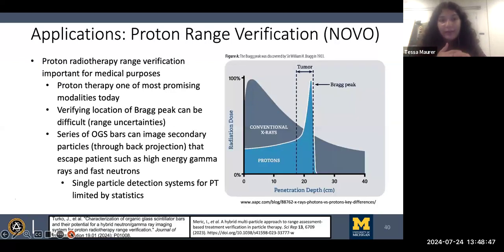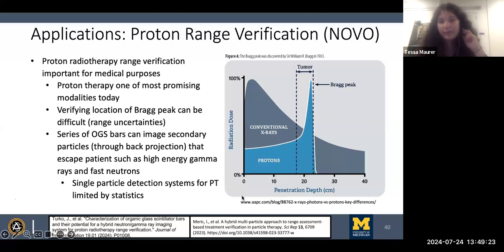Other applications that are really interesting: there's something called the NOVO collaboration, and they are doing a lot of work using OGS for proton range verification in medical physics. Proton radiotherapy, if you've not heard of it, is a really exciting emerging modality for treatment because it really limits toxicity to healthy tissue and can target very specifically at a tumor location itself, due to protons having this feature called a Bragg peak.